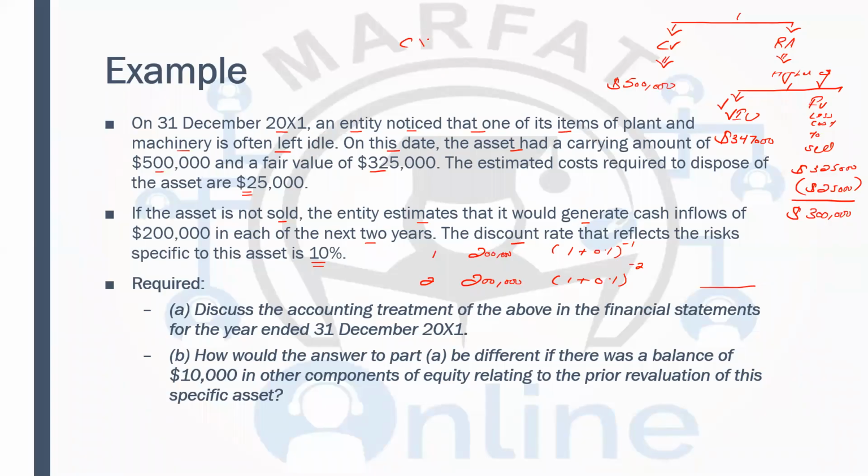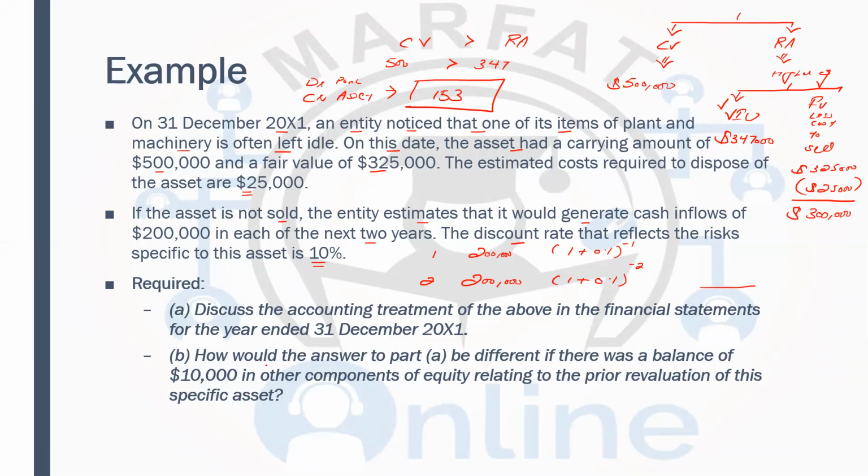Now we have to compare carrying value versus the recoverable amount. We know the carrying value is 500. We know the recoverable amount is 347. So the difference between these two is 153, which should be recorded as an impairment loss. The journal entry should be debit profit or loss and credit asset by this amount.